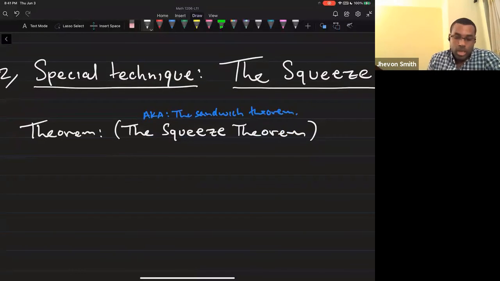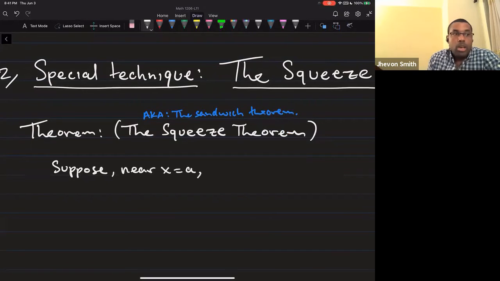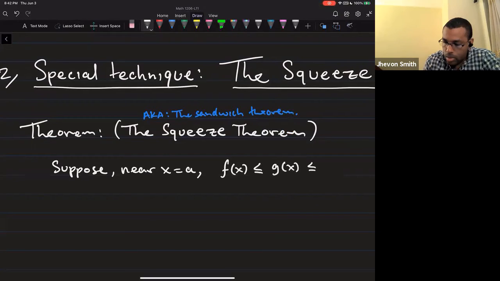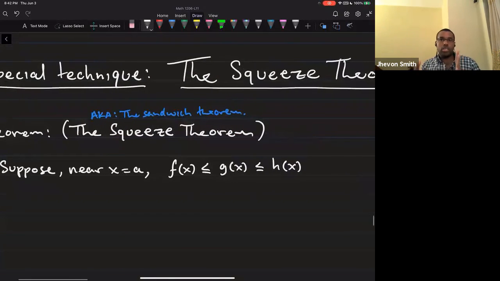Yeah, so here's what the theorem says. Suppose that near x equals a, the following is true. You have functions that line up this way: f of x is less than or equal to g of x is less than or equal to, say, h of x. So you know that when you're close to this value, your functions stack in this way. The output of h is always going to be larger than the output of g, and that's always going to be larger than the output of f, right?